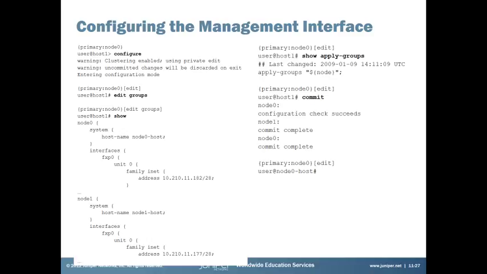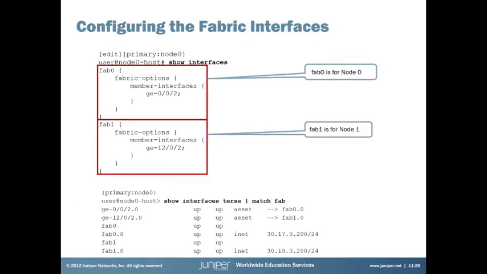Configuring the management interface, we had a look at this earlier on. This is done under the edit groups hierarchy. We've got a management interface for node 0 and a management interface for node 1. They have got unique IP addresses on them. So you can actually connect and manage each of them individually, although when you are configuring your cluster, you will be going into node 0 and put your configurations on node 0.